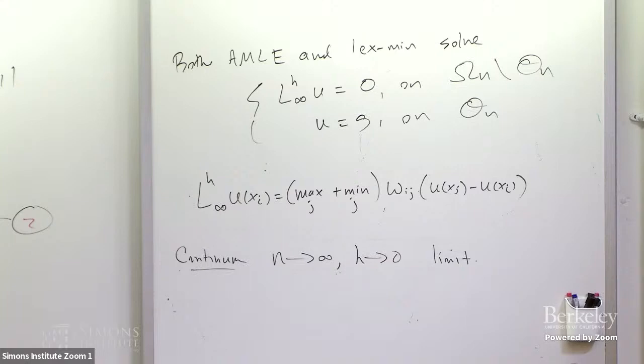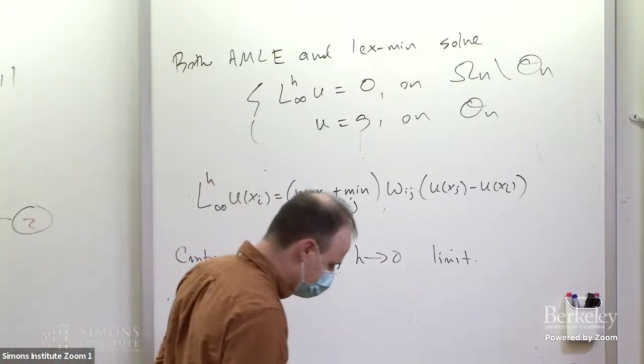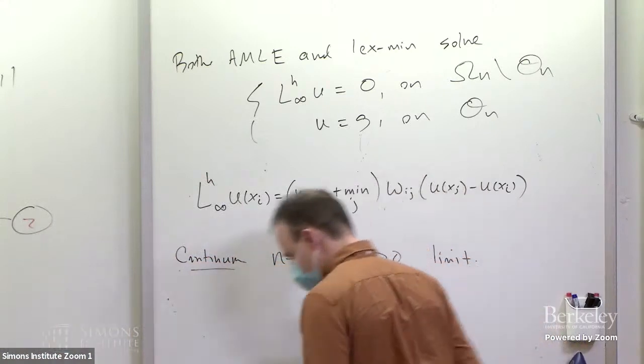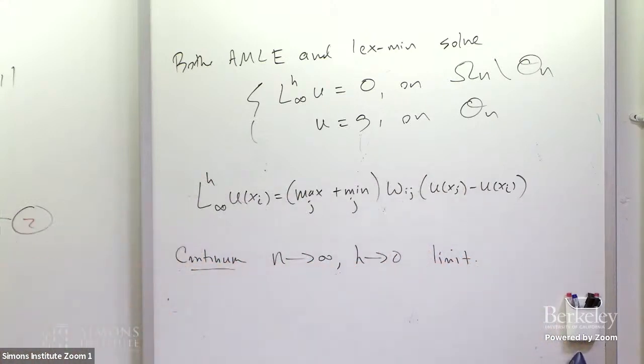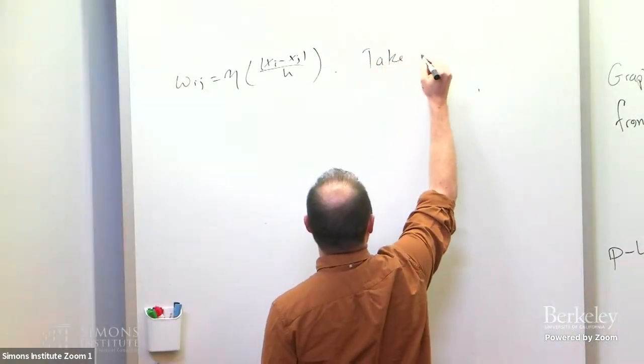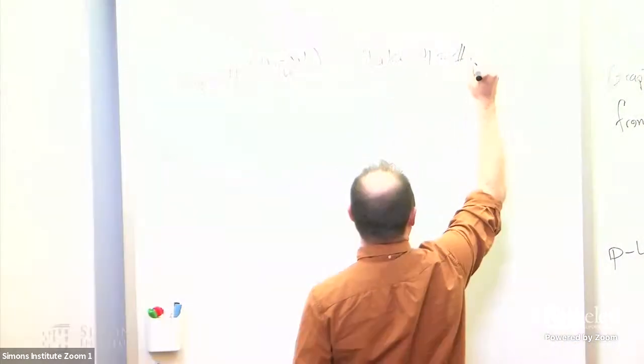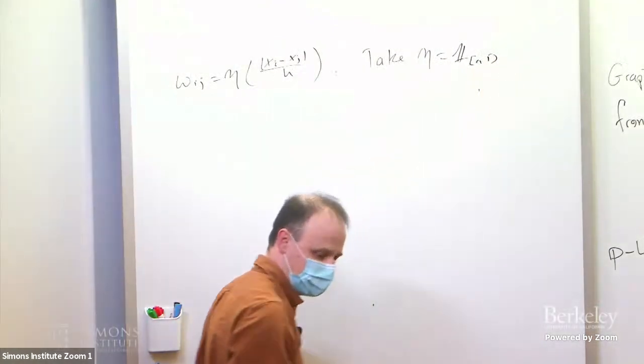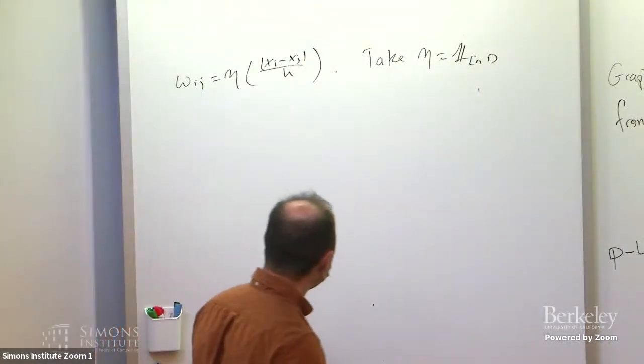Now, if you haven't seen these kind of problems before, you might not see right away what the continuum PDE should look like, but it's not hard to see what one should get. So remember that we had these weights, I just erased this, but the weights are geometric weights. And let's just consider the case where eta is the characteristic function of the unit interval, for simplicity here.